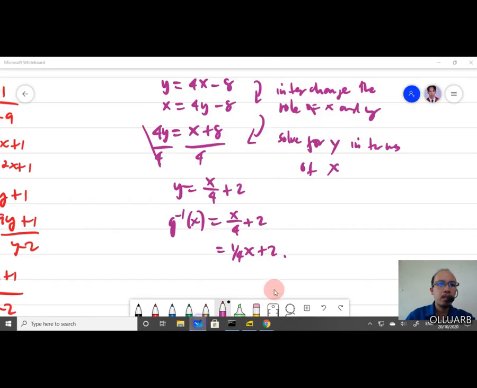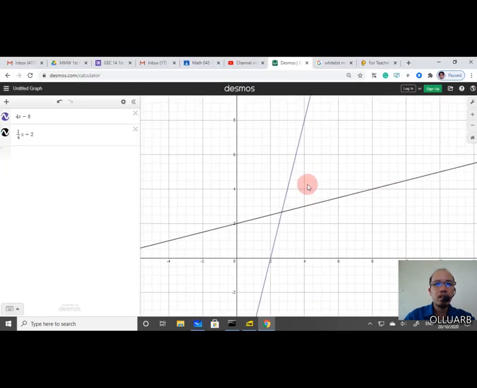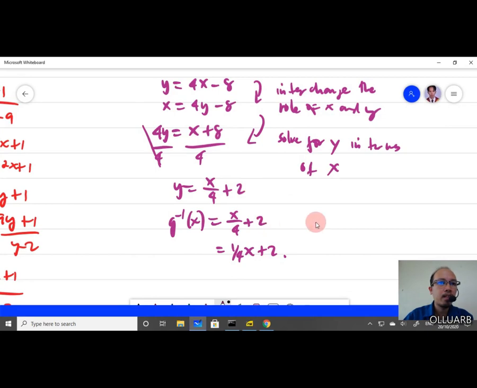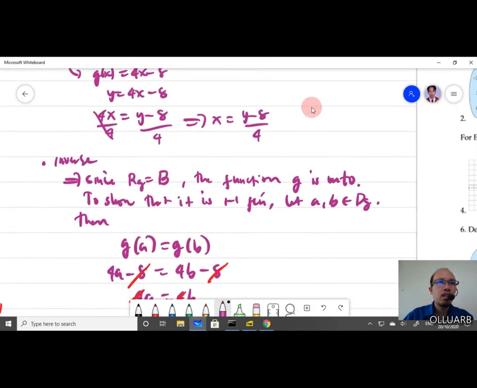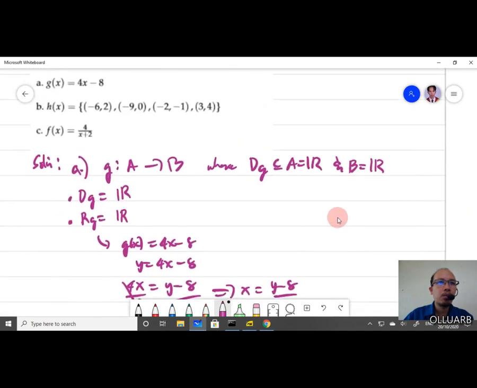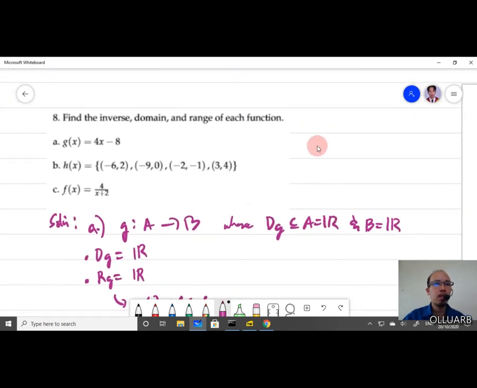Plus 2. Okay, so this is the graph. The purple one is the original function, which is the function g, and this is the inverse, the black one. That's the graph of the inverse. Okay, so that's how you are going to get the inverse domain and range of the function.